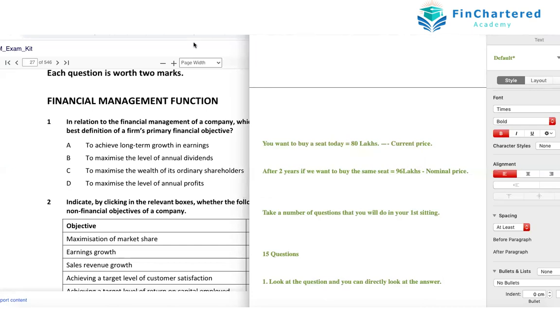But when you look at the answer, make sure that you are understanding the logic. You are understanding where did we get the answer from. Are you understanding? When you look at the answer, make sure you're understanding the answer. And that's it. Move to the second question. Same way, second question also look at the question and you should directly look at the answer. This is again what I used to do.